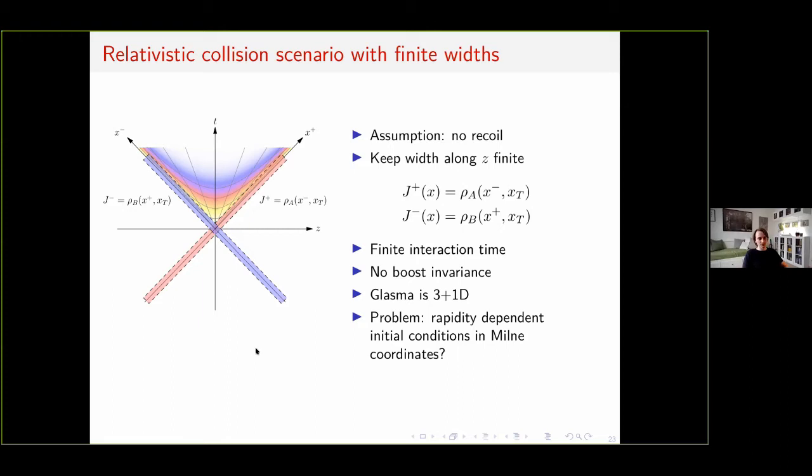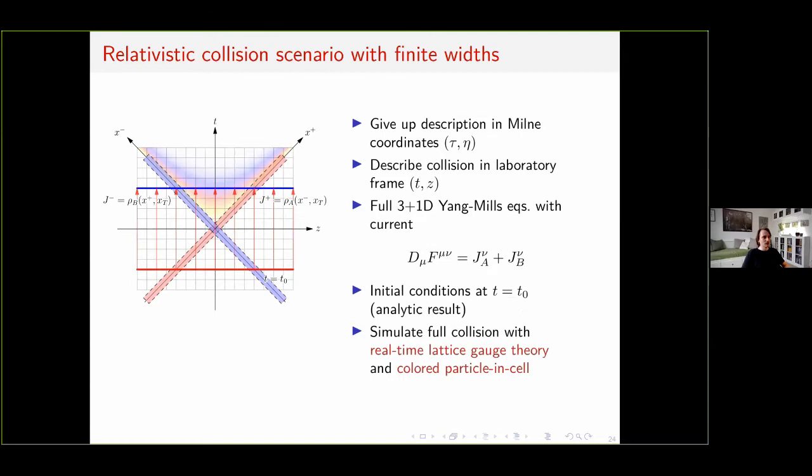But now the problem is, of course, can we still get initial conditions like before? Can we work with these tau-eta coordinates? The answer is, at least in our approach, not really. We actually drop all of this. So we give up the description in the future light cone and just look at the whole diagram, right? So that means we actually switch to the lab frame coordinates t and z and solve the Yang-Mills equations there directly, including the currents. So here the difference is really that we now have to include the currents. And why do we do this?